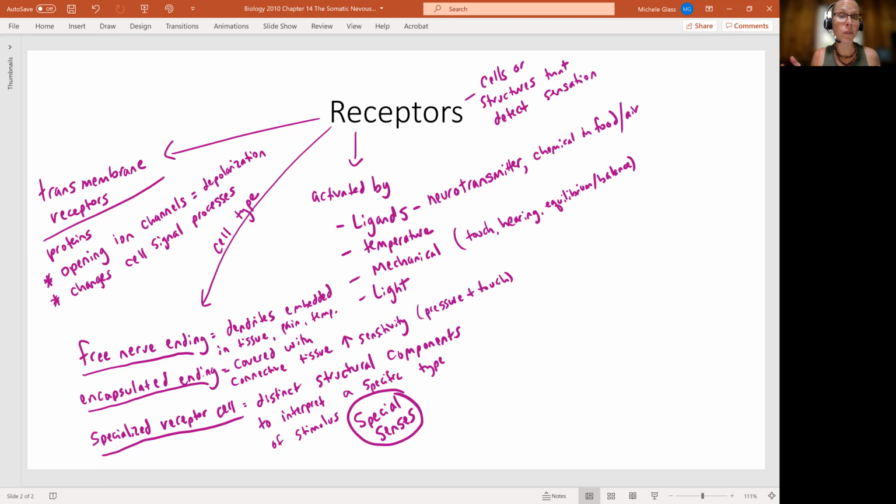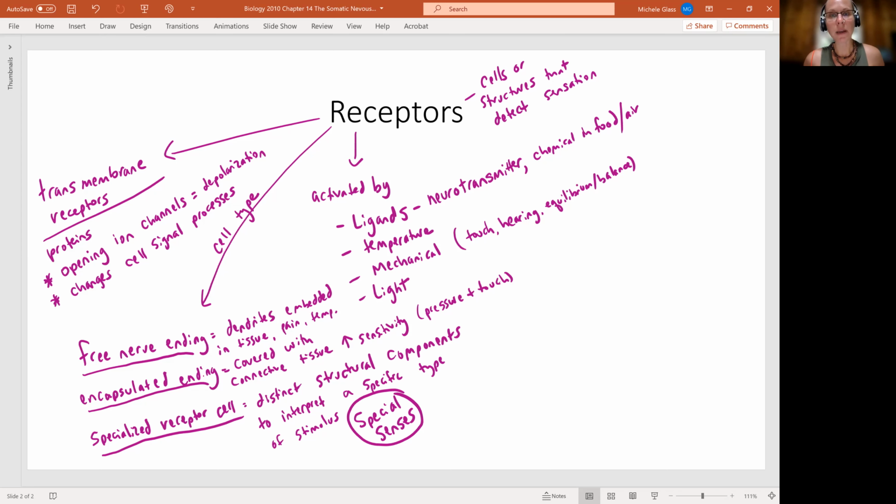You kind of know this. These are those special senses that we think about from an early age. So like vision, taste, smell, hearing, and even what we talk about as equilibrium and balance. Touch is actually not a special sense. So touch, remember, is part of that encapsulated ending type of receptor.